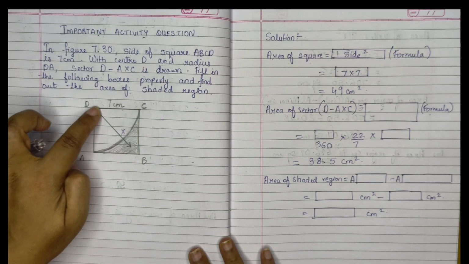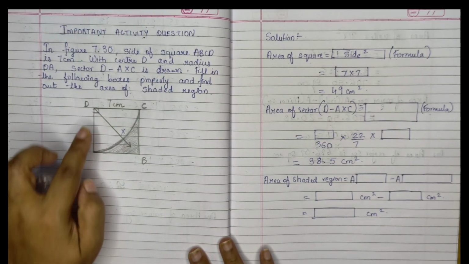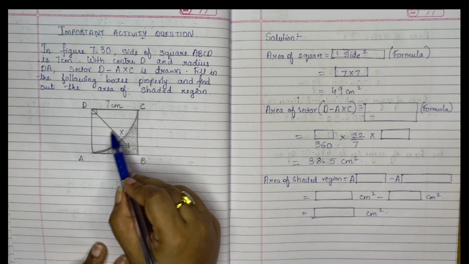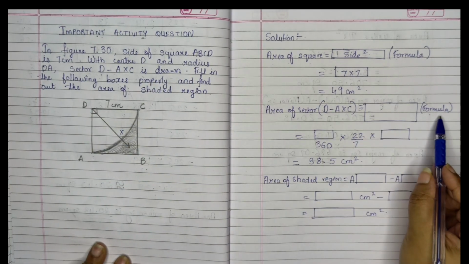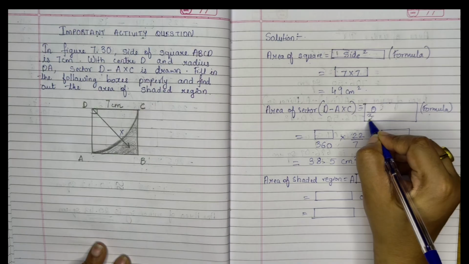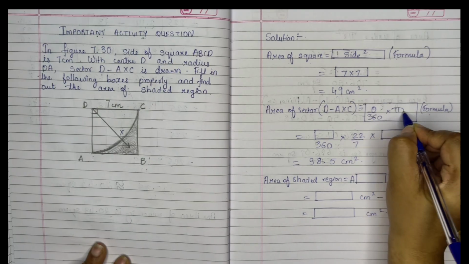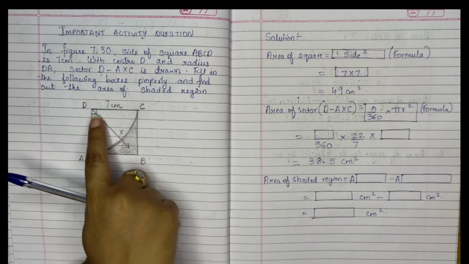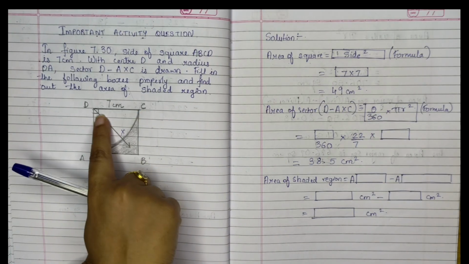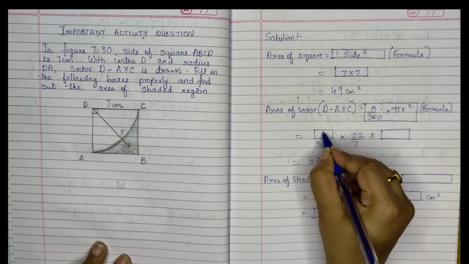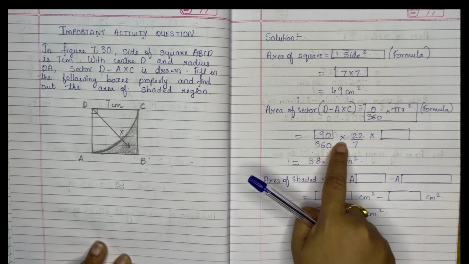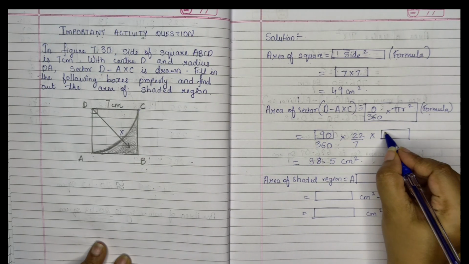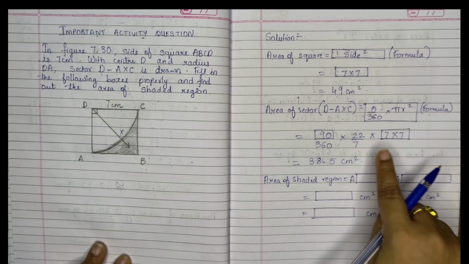Next I told you we will find the area of this sector here. Area of sector D AXC. For this sector we will use the sector formula. Formula for area of sector is theta upon 360 into pi r square. Understood? Now theta, since it is a square, all the angles are 90 degrees. So theta is 90 degrees. 90 upon 360 into pi r square. R is 7. That means here we will get 7 multiplied by 7.